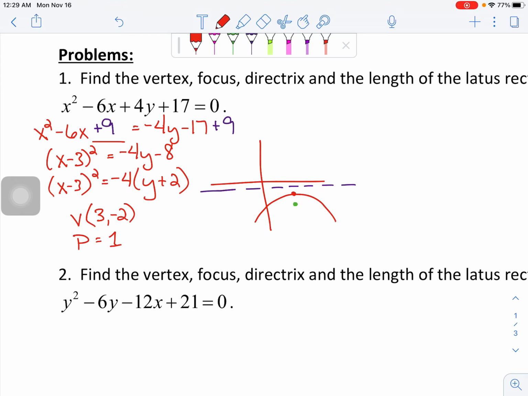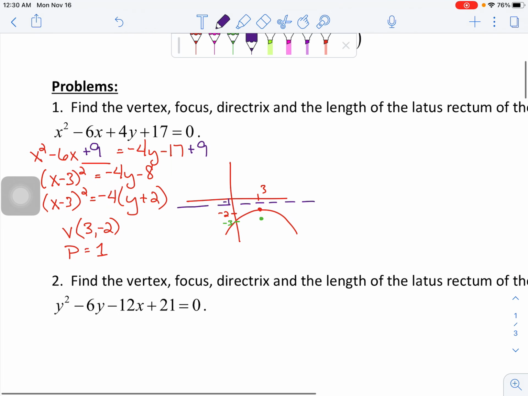So if I put this into context, this was positive 3, this was negative 2. So if I go 1 point lower, that's going to be negative 3 here. If I go 1 point higher, that's going to be negative 1. So let's put it all together here at the end. It says find the vertex. We actually did that already. So vertex is going to be 3, negative 2.